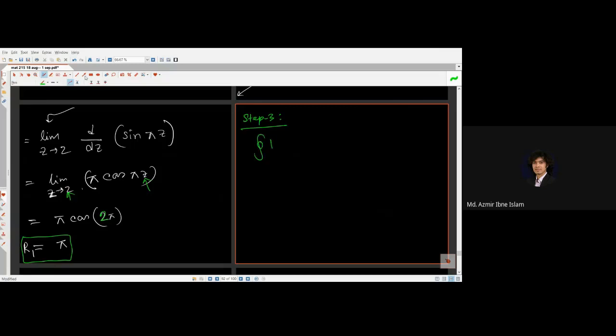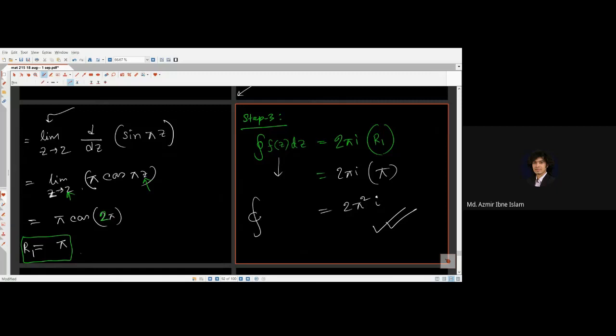Step 3 is to find the result of the integral. The result can be found by using Cauchy's residue theorem, which says that the integral will be equal to 2 pi i times the sum of all residues. Since we have only one residue, R1, 2 pi i times R1, which is pi, gives 2 pi squared i. This is the result for the integral that we have.